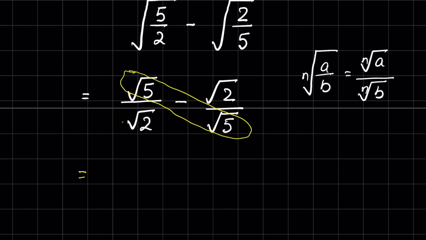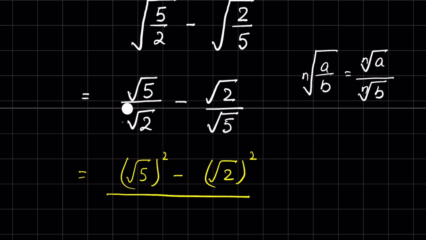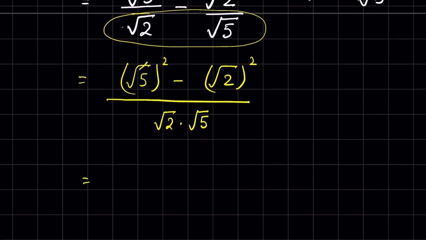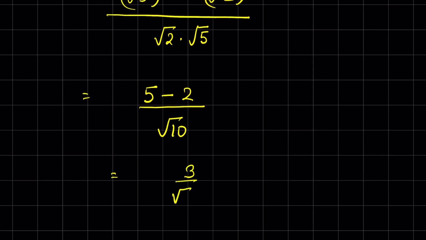So this will be square root of 5 times square root of 5, so square root of 5 square, minus square root of 2 times square root of 2 will be square root of 2 square, then upon multiply the denominators, square root of 2 times square root of 5. Remove the square root with the square, so it is 5 minus 2 upon square root of 10. So this is 3 upon square root of 10.